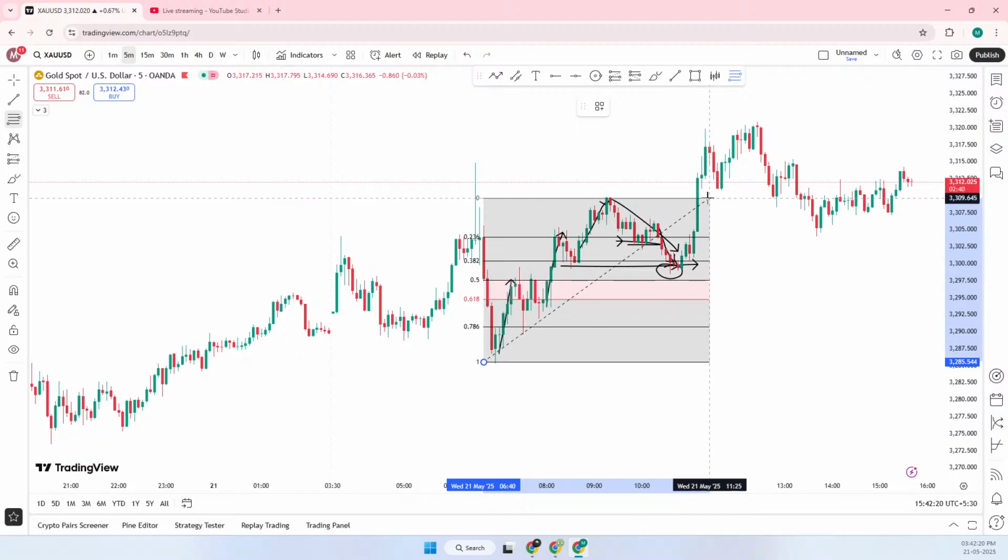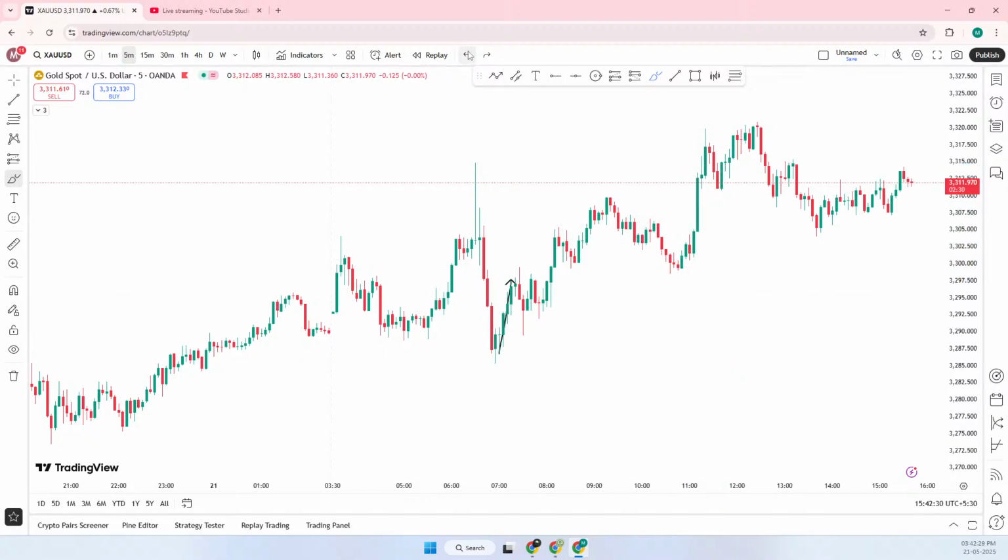You will notice that this was not in our level, right? It just hit the previous SL and went up, right? So there was no re-entry scenario here. You will not get re-entry in this situation, right?